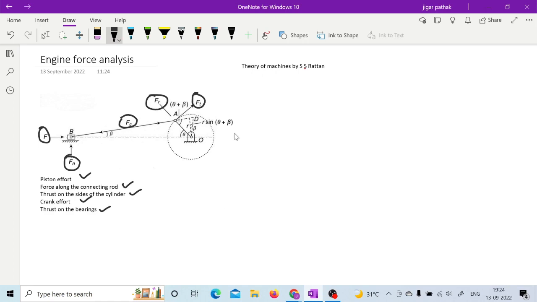So if we see one by one, then let us start with this piston effort. If you see this piston effort, then there is a pressure. Whenever combustion of fuels takes place, there is a pressure on both the sides of the piston. Here you are having that pressure acting on this side.